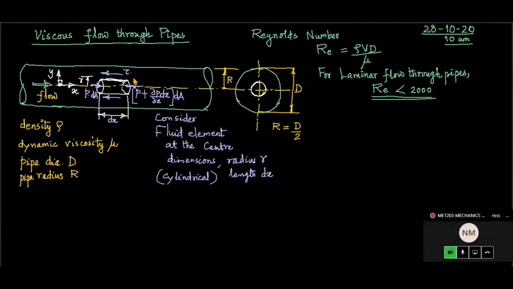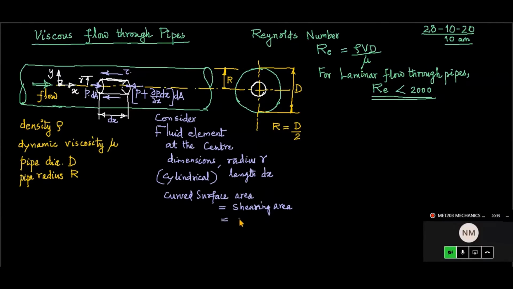Shear stress tau is multiplied by what area? The area is the curved surface, the area of the curved surface of the cylinder. For shearing, you consider the shearing area. So the curved surface is the shearing surface. Therefore, the curved surface area is the shearing area of the element. We have to multiply it with shear stress in order to get the viscous resistance. So what is the shearing area?